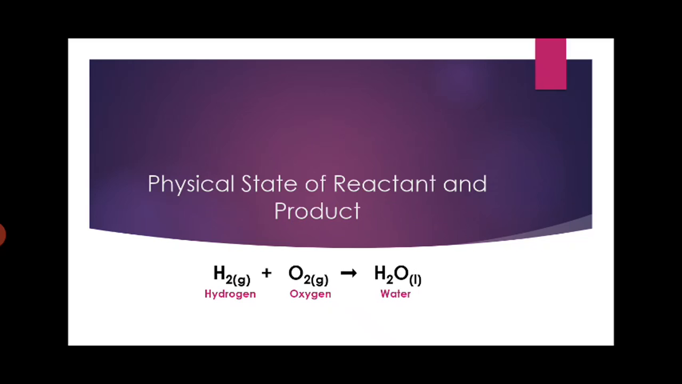Now the question arises, what is the physical state of hydrogen, oxygen and water, whether they are solid, liquid or gases? Here, hydrogen and oxygen are gases and water is a liquid. We have to mention these states in this equation by putting g with H2 and g with O2, which means hydrogen and oxygen are gases, and by placing l with water, which means that water is a liquid. It's a chemical equation, but it is not complete.